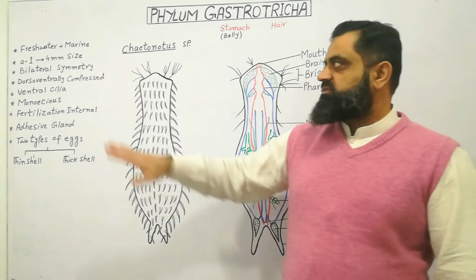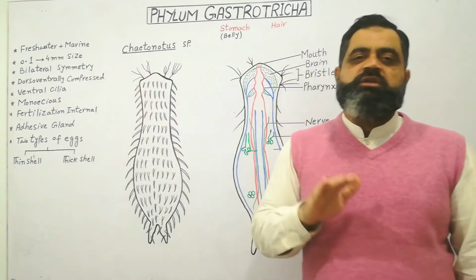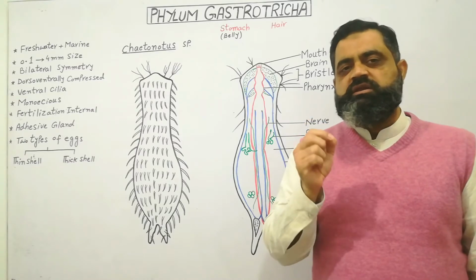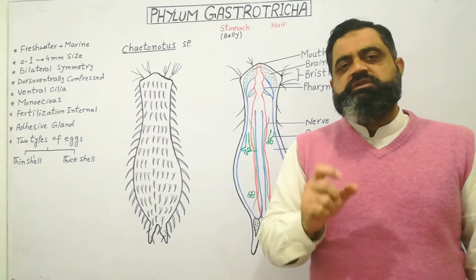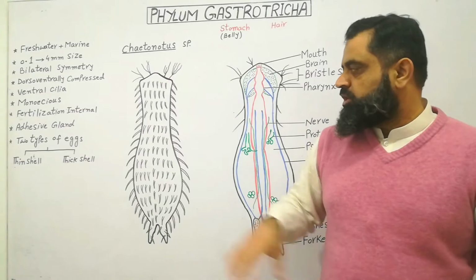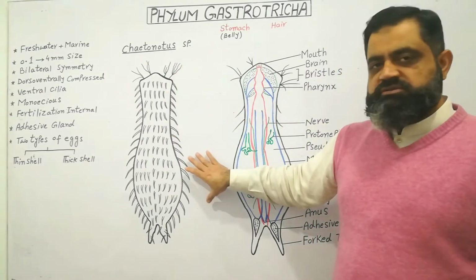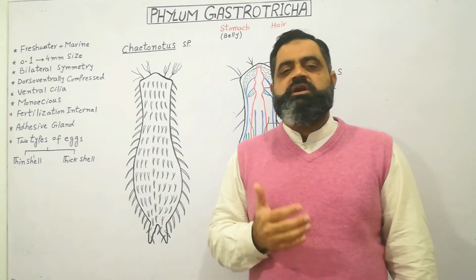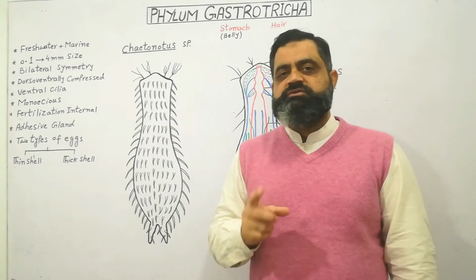They usually have a size of 0.1 millimeter to 4 millimeters. It means that they are very tiny animals which live in water. Usually they have bilateral symmetry. As you know, bilateral symmetry is that symmetry in which the animal can be divided into two equal halves in only a single plane.